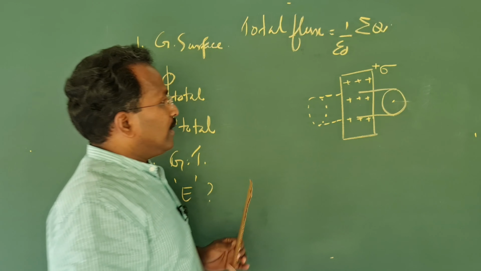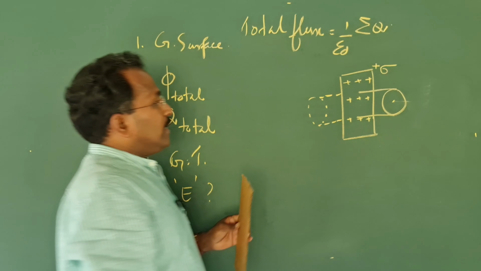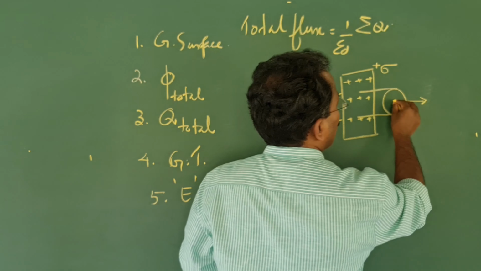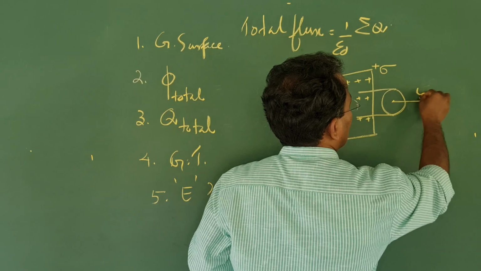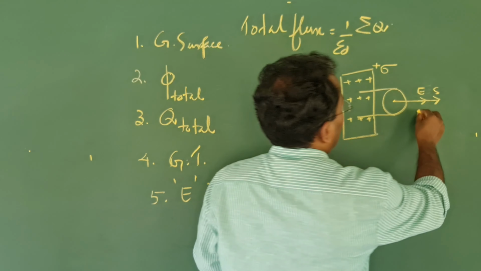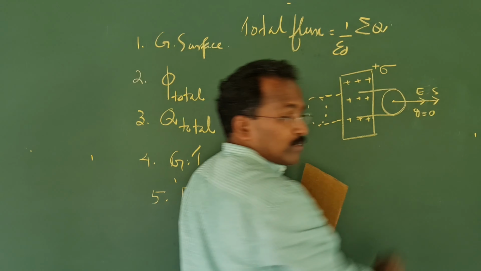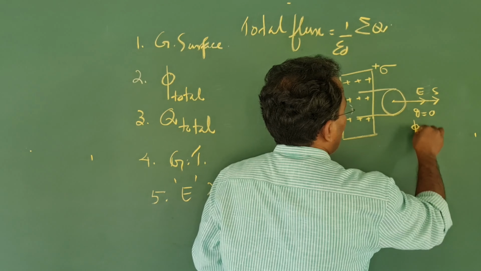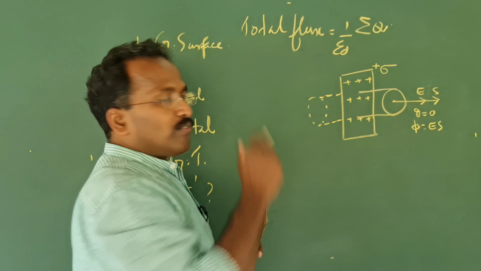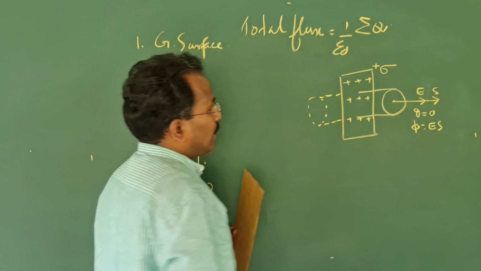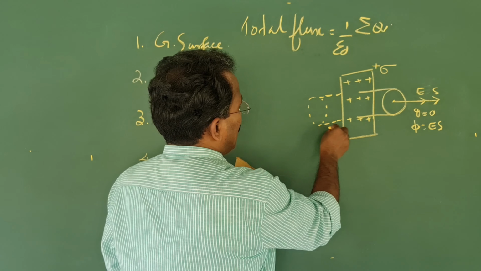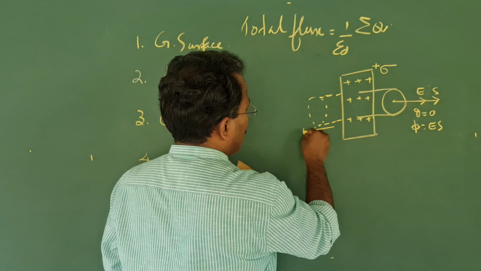Okay. Now we move on to the second step. Here the electric field is in this direction. The side face, if you take the surface vector, area vector is also in that direction. So theta will be equal to 0. So phi will be equal to E into S into cos 0, which is 1. So phi is equal to E into S. And the side faces, if you take, say I am taking it here, the electric field is in this direction.